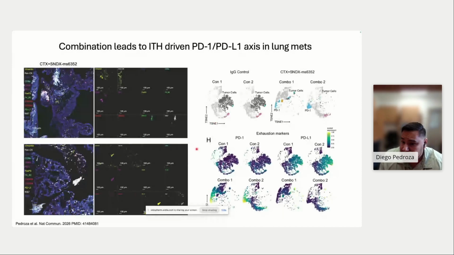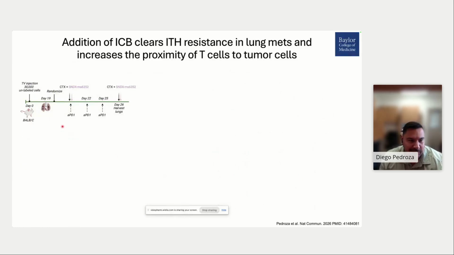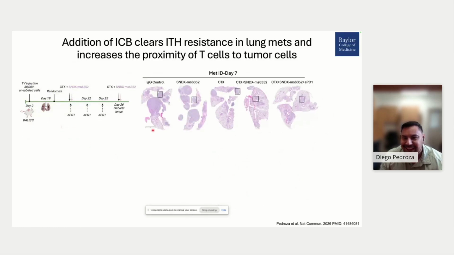And we were able to use Visiopharm to actually look and find elevated levels of PD1 and PD-L1, using dimensional reduction analysis. So we were able to find that the mechanism of resistance that these lung mets were exhibiting was increased de novo synthesis of PD-L1. So of course, to combat that, we bring in anti-PD-1. So we incorporate anti-PD-1 now. You can see now compared to the treatments, we start to see more of a good lung.